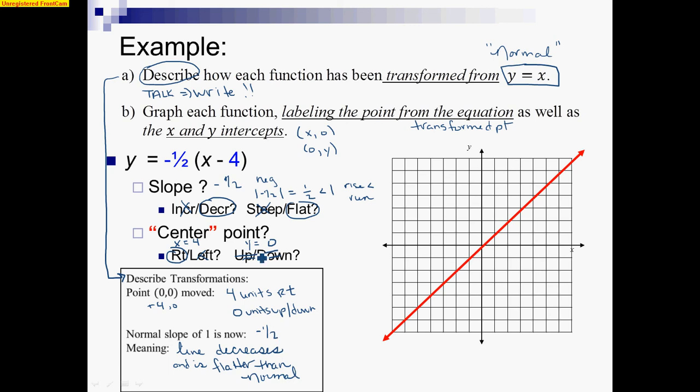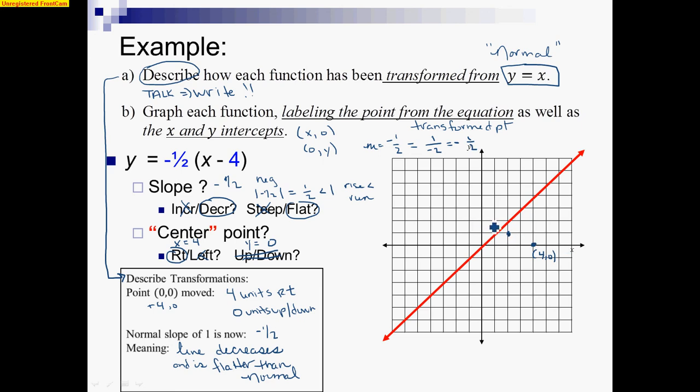So to graph it, I take the point 0, 0. This point 0, 0 got moved to the right 4 units, and up and down none. Oh, snap, I have the x-intercept. My slope is negative 1/2, so I can either go down 1 and right 2, or I can go up 1 and left 2. That's the same thing, right? A slope of negative 1 over 2 is the same as 1 over negative 2, which is the same as negative 1/2. I hope that's clear.